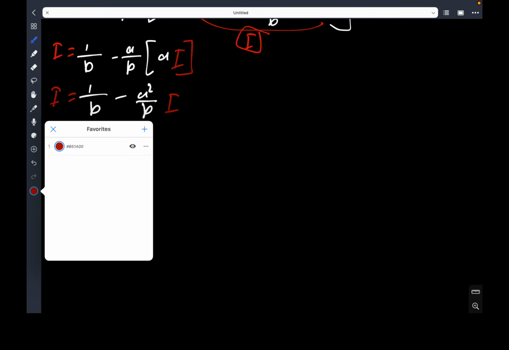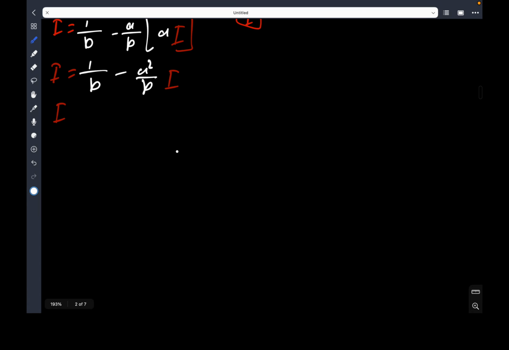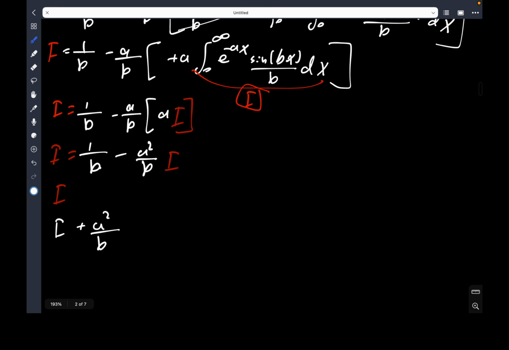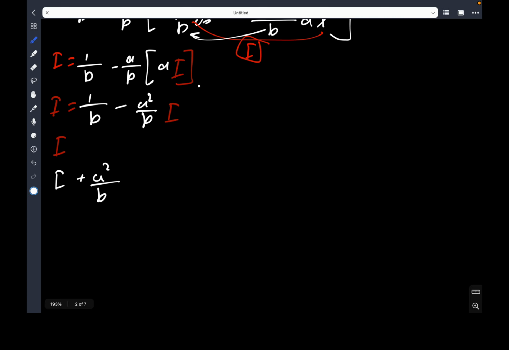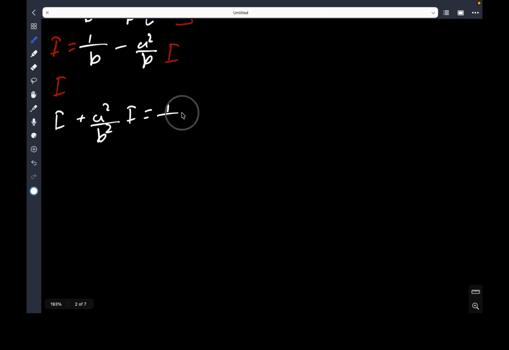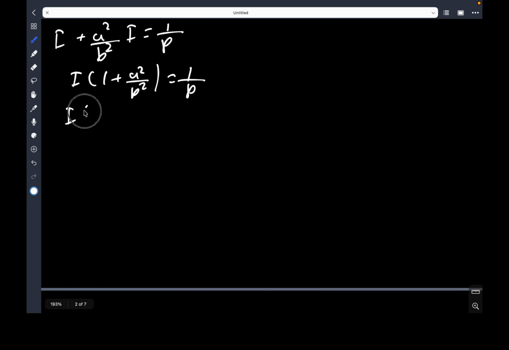So let me write it in a single color. It's going to be I plus a squared over b times I. Should have taken a b out, so it's going to be a over b, which is going to be a squared over b squared. I equals 1 over b. I times 1 plus a squared over b squared equals 1 over b. Should I simplify more? It's going to be b squared plus a squared over b squared equals 1 over b.